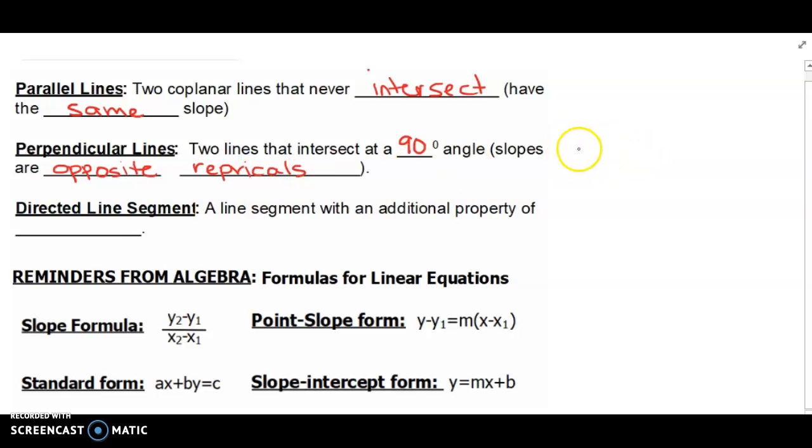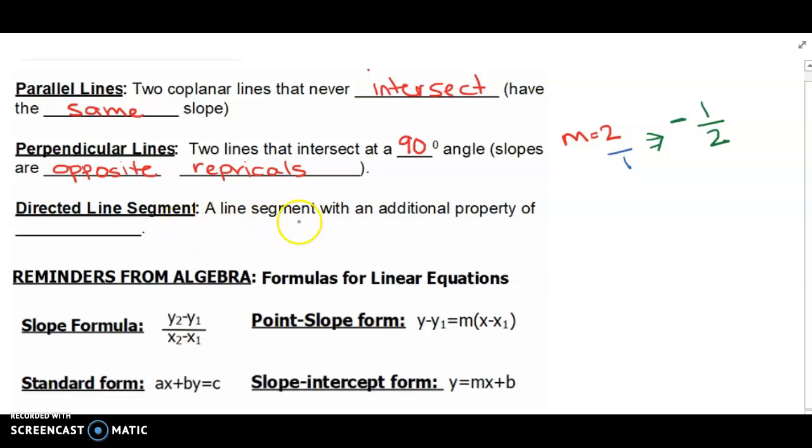Now when I say opposite reciprocals, if one has the slope of 2, you can think of 2 as just 2 over 1. The opposite reciprocal: the opposite, if this is positive, would be negative, and for the reciprocal, we just flip the numerator and the denominator. So 2 and negative 1/2 would be opposite reciprocals. So any line that has a slope of 2 and another line that has a slope of negative 1/2 will be perpendicular wherever they intersect.